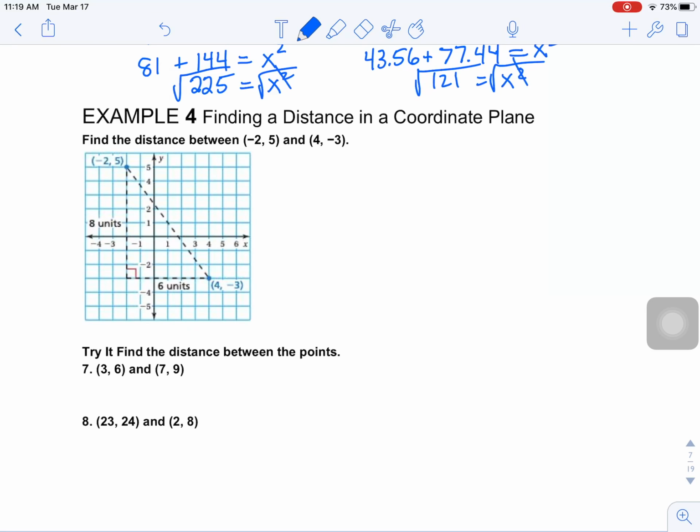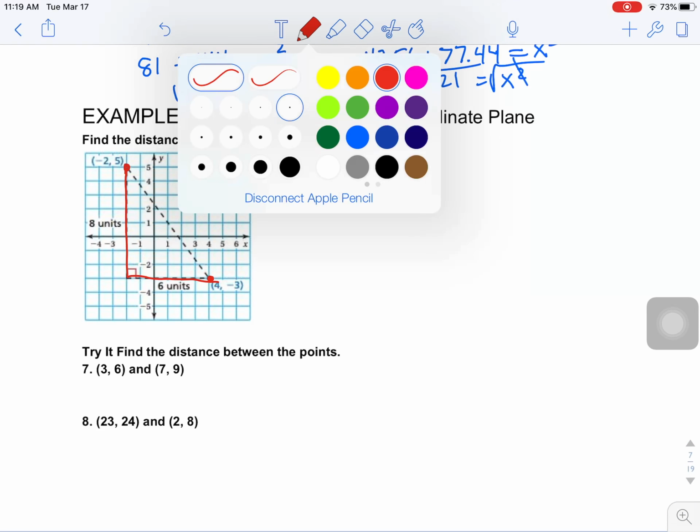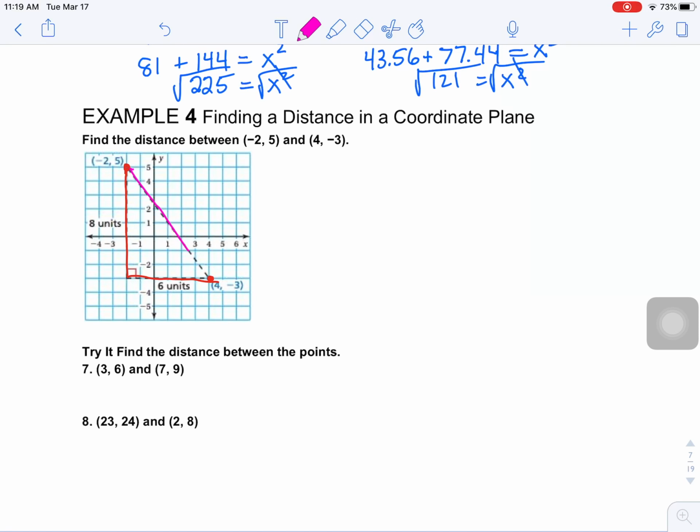If I plotted these points on a coordinate plane, like you can see here, what they did to figure this out is they drew a right triangle in. When you draw the right triangle in, then we can find that distance, which is in pink. So again, that would be my hypotenuse that I'm solving for.